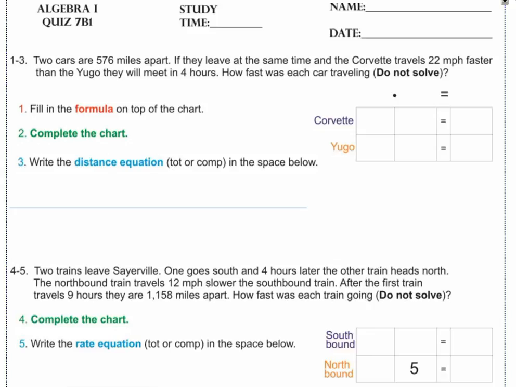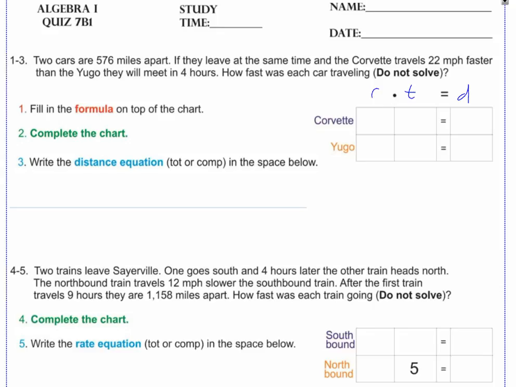Okay, so the first part was just to fill in the formula on top of the chart. All right, I think everybody got that. Rate times time equals distance. I tried to help you out a little. I told you the top row would be the Corvette and the bottom row would be the Yugo.